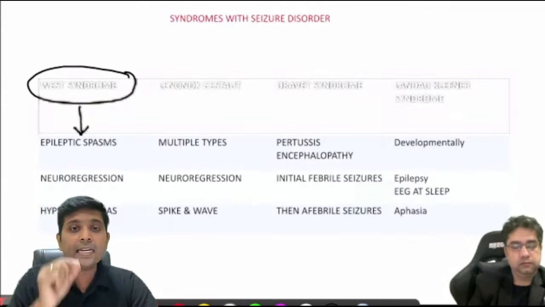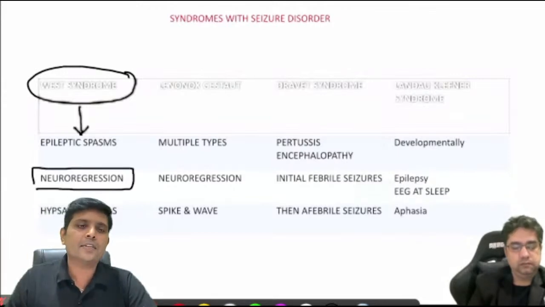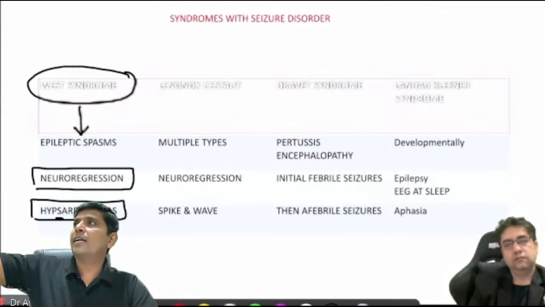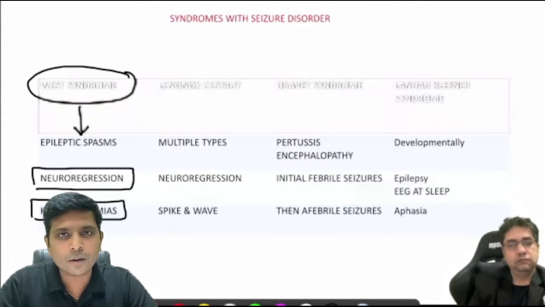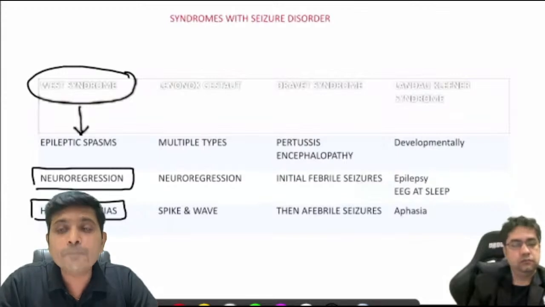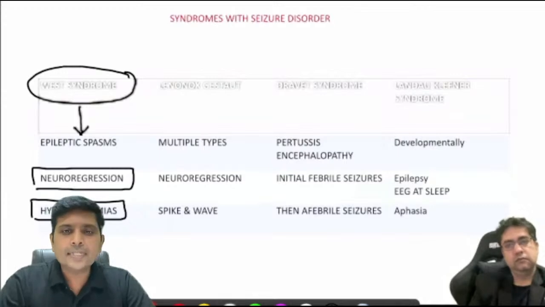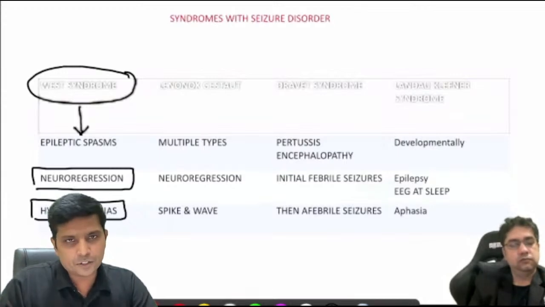And finally, EEG, it was already discussed. What is that? Suddenly tsunami waves, suddenly normal waves, suddenly tsunami waves, suddenly normal waves. What we call hypsarrhythmia, chaotic multifocal spikes, is suggestive of West syndrome.